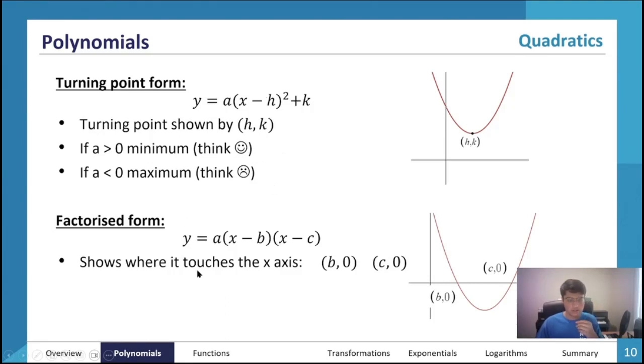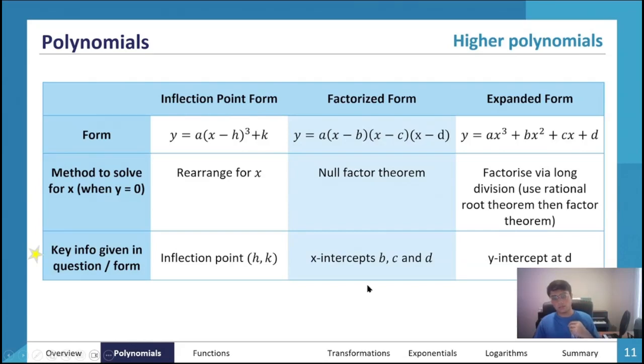We also have factorized form. So again, it tells us the x-axis intercept. So in this case, we have an intercept at B here and then an intercept at C here. Okay, so that's all for quadratics.